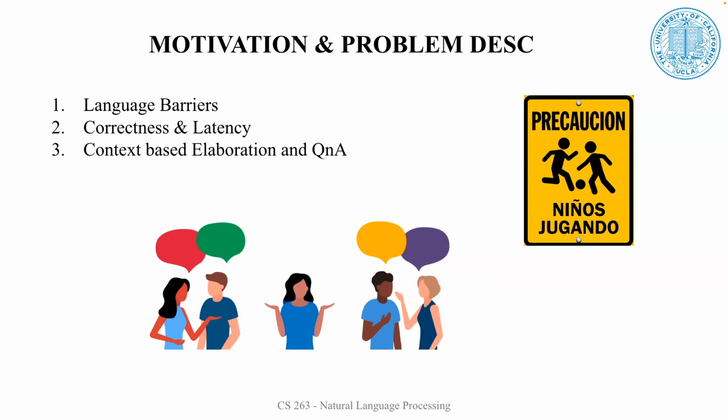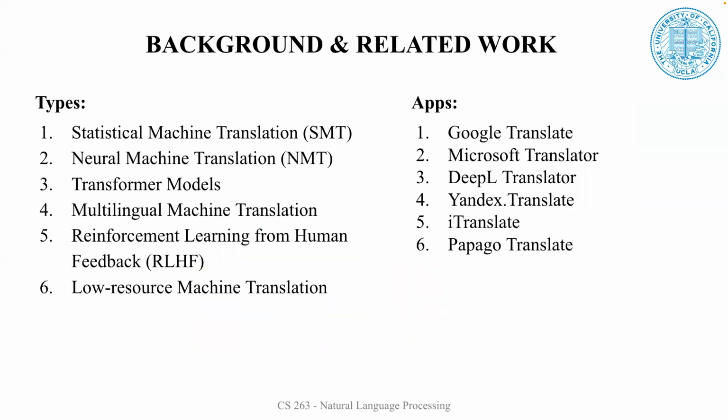And the third component is context-based elaboration and Q&A. Let's say you scan a text, which is a question. We don't just translate that question into a target language, but also address the question by giving the answer to that question.